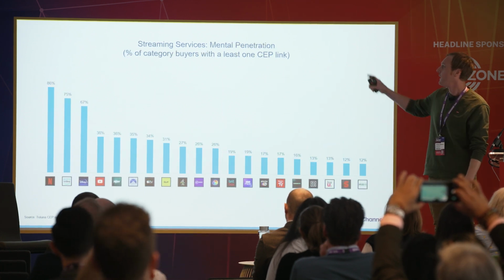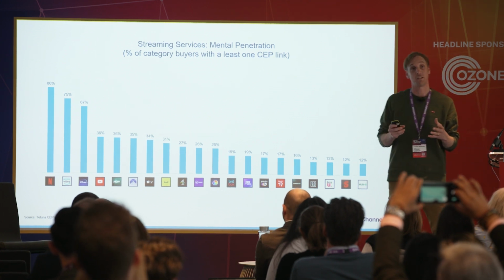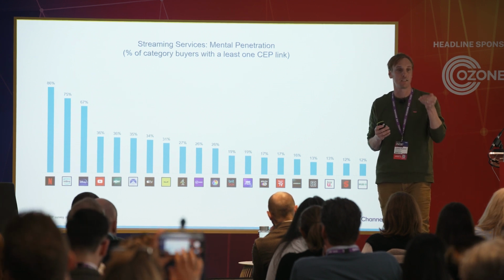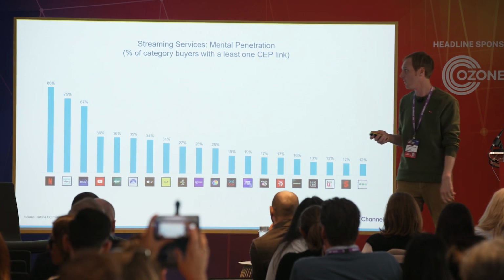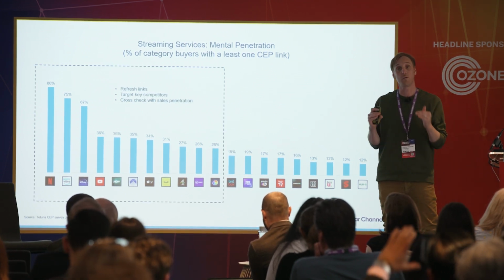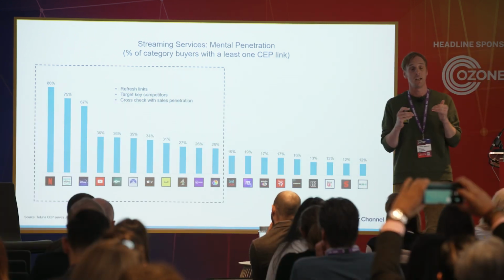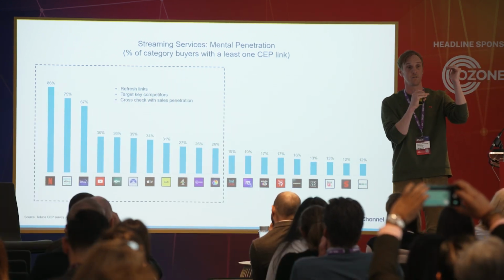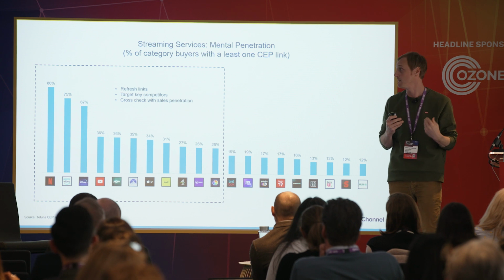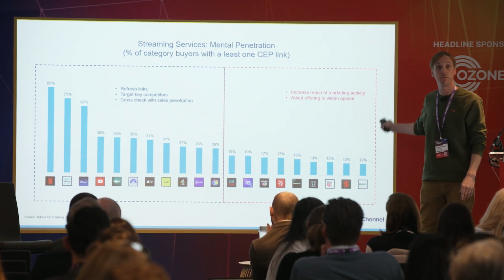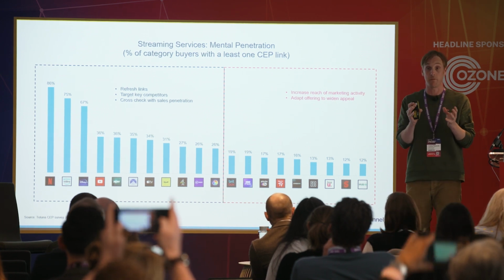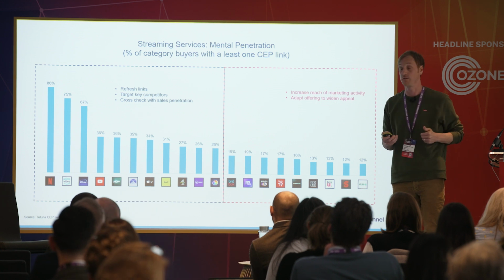We can also look at mental penetration. This asks the question of all those category buyers, how many people have at least one reason to buy me? How many people associate my brand to at least one category entry point? Same heavyweights over here on the left. Refresh those links, target competitors, but also check in with sales penetration as well. If your mental penetration is a great deal higher than your sales penetration, then you might have an issue with convergence because people are thinking of your brand, but they're not actually buying it. Over here, you're going to need to increase your reach, more category buyers, increase your penetration, maybe even start to adapt your offering so that you're more appropriate for more category entry points.